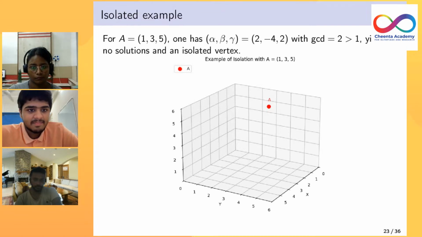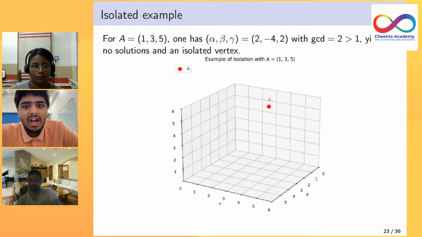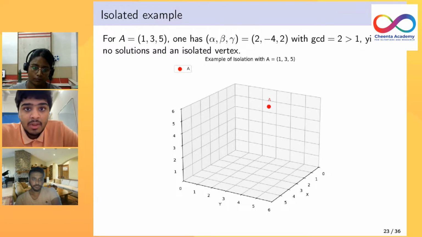Next slide, please. Here is an example of isolation. For A equals (1, 3, 5), we have alpha, beta, gamma as (2, -4, 2), which is equal to (2, 4, 2) up to sign, where the GCD is 2, which is greater than 1. Hence, we see that the linear Diophantine equation is always even. Hence, it can never equal plus or minus 1, which leaves the vertex (1, 3, 5), which is primitive, as isolated in the graph, which is the representation of the isolation side in the dichotomy.